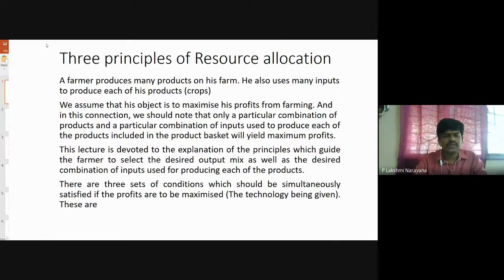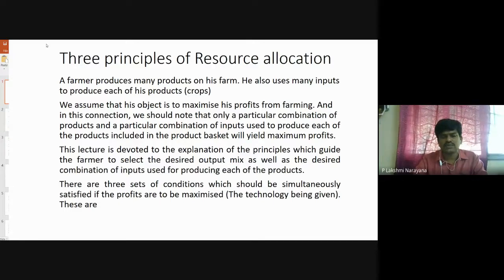This is one assumption. This lecture is devoted to the explanation of the principles which guide the farmer to select the desired output mix as well as the desired combination of inputs used for producing each of the products.